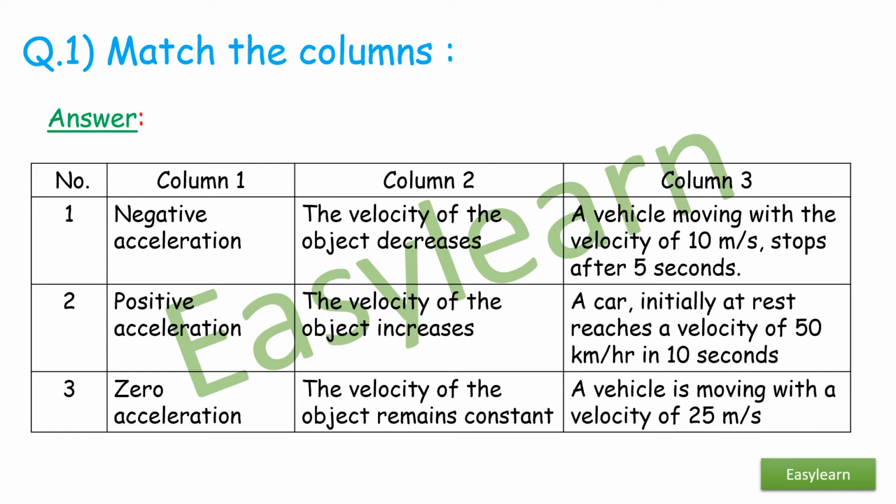A car, initially at rest, reaches a velocity of 15 km per hour in 10 seconds. Third, zero acceleration. The velocity of the object remains constant. A vehicle is moving with a velocity of 25 meter per second.